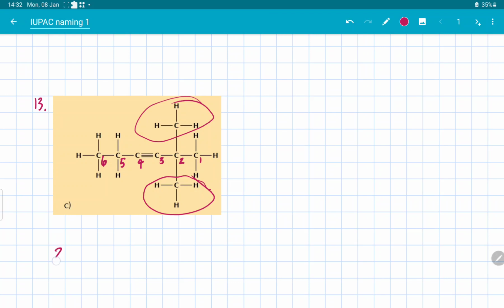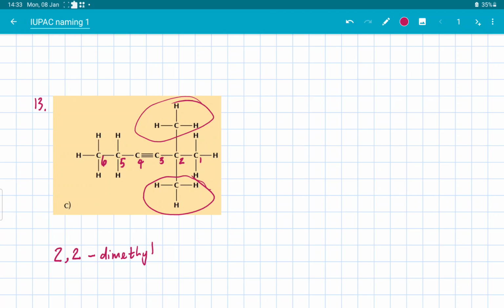So I can't just say 2 dimethyl. Our rules say if there is an identical alkyl group or substituent in the same position, we must mention that position twice. So we mention 2,2 dimethyl. Emphasis, people, you mention it twice. Even though you will put the di, you still mention it again.